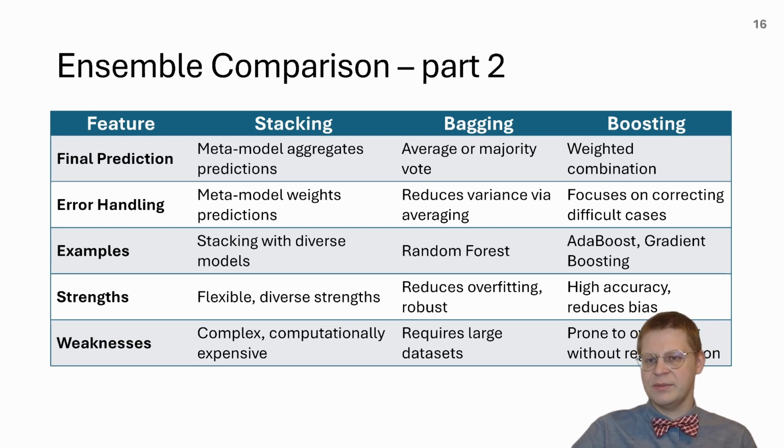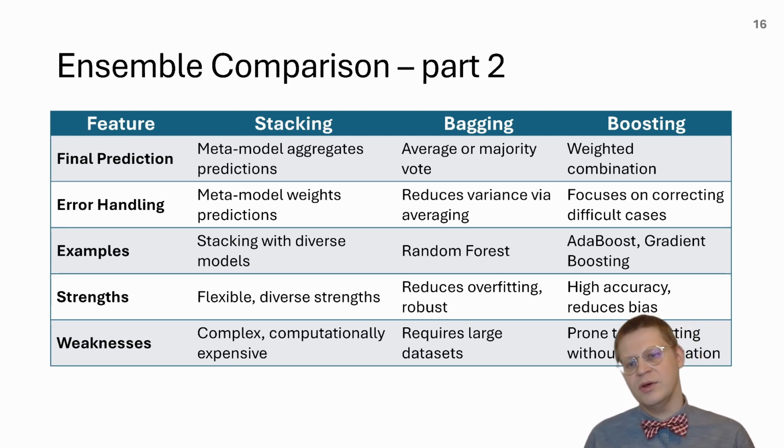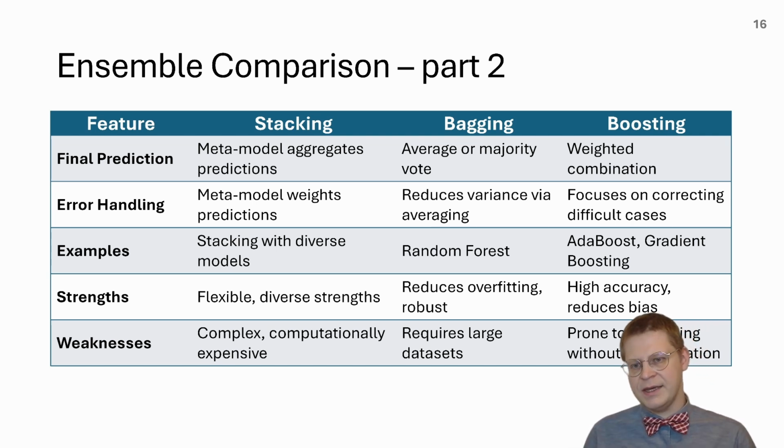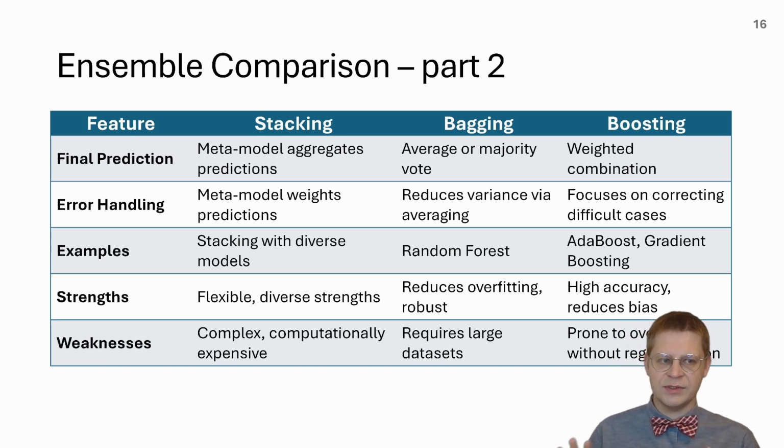So let's have some examples. Stacking can involve models like support vector machines, KNNs, logistic regression as base models, with a linear regression or decision tree as a meta model. Bagging includes well-known examples like random forest, which is a bagged ensemble of decision trees, or even bagged versions of other models like support vector machines. And boosting is represented by algorithms like AdaBoost, Gradient Boosting, XGBoost, and CatBoost, each of which applies boosting principles with unique optimizations. So what about strengths?